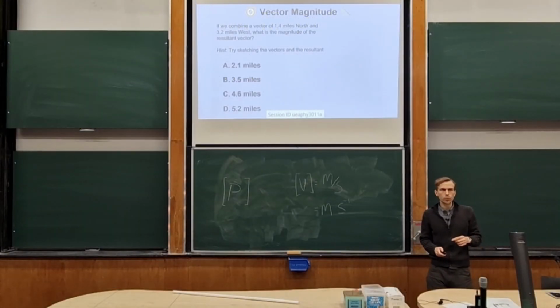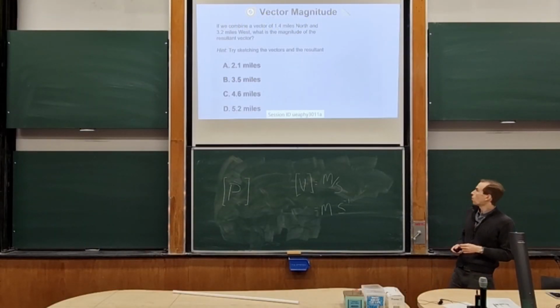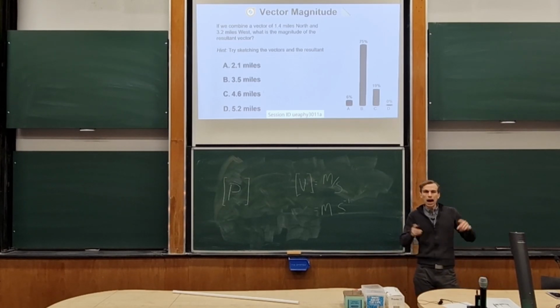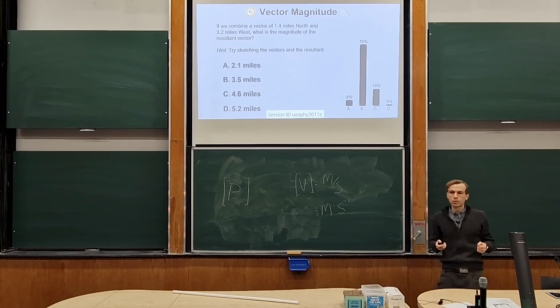All right, let's see what we've got for our results here. So nobody's going for D. Looks like most people are going for B. How many of you tried a sketch of the diagram? Was it helpful? It's always a good tip with problem solving.